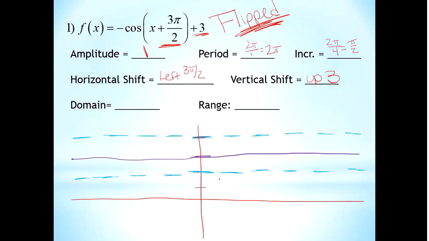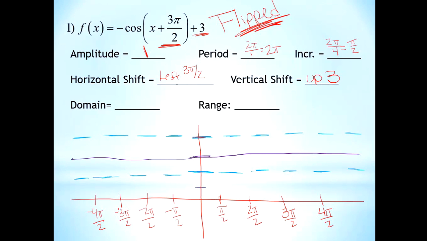So that's pi over 2. So I'm going to go down here, count my pi over 2, 2 pi over 2, 3 pi over 2, 4 pi over 2. Now 4 pi over 2 is 2 pi, so I do have one positive period. Let's go backwards now. There we go.